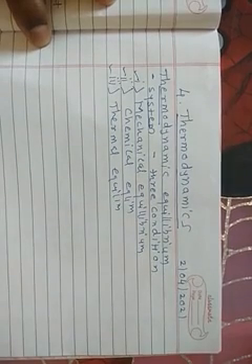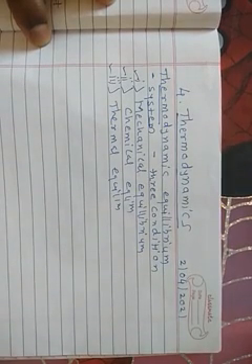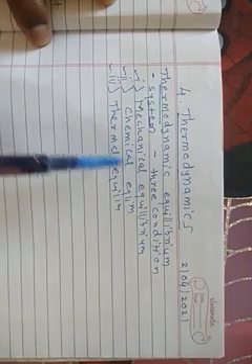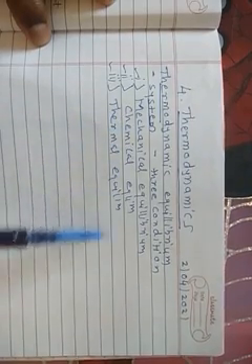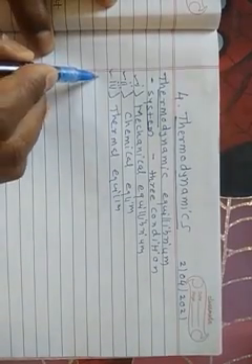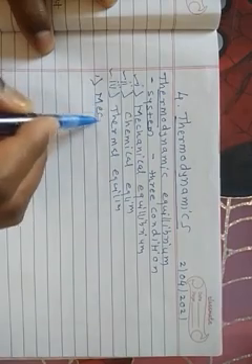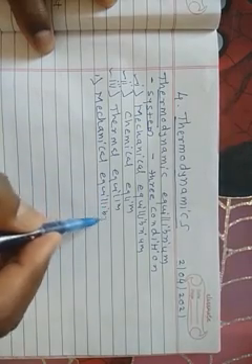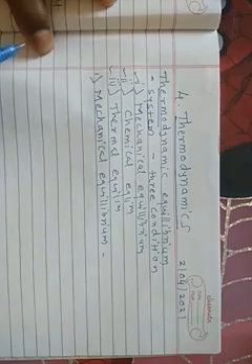So thermodynamic equilibrium means the system should be in mechanical equilibrium, chemical equilibrium and thermal equilibrium. A system is in thermodynamic equilibrium if these three conditions are satisfied simultaneously. Now what is meant by mechanical equilibrium? One by one we will study the conditions.